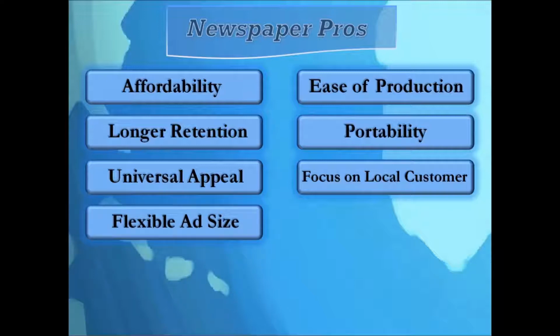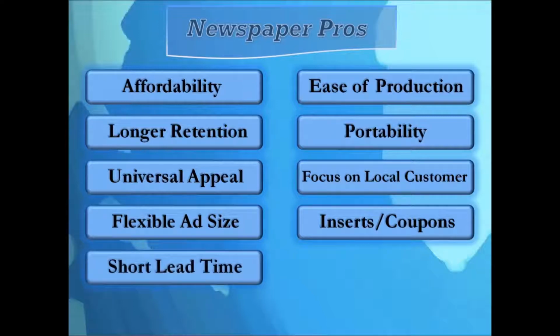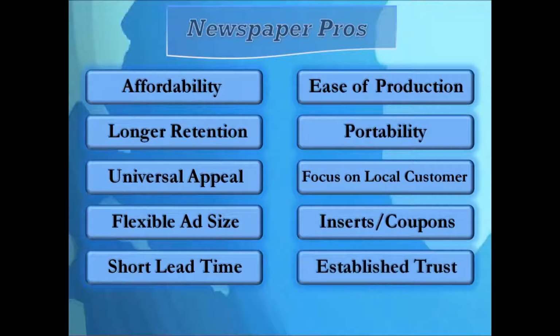Flexible ad size. With the column inch method, you can tailor the size of your ad according to the budget you have in mind. Inserts, coupons. People love to save. It's proven to be more effective than just advertising. Short lead time. Short lead time allows you to get news out in a timely fashion. Establish trust. Consumers respect the contents published in the newspaper. They will feel more confident doing business with you.